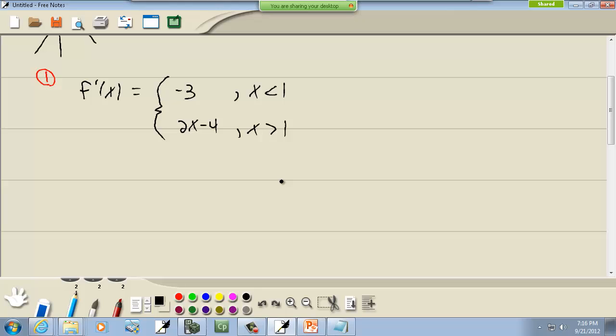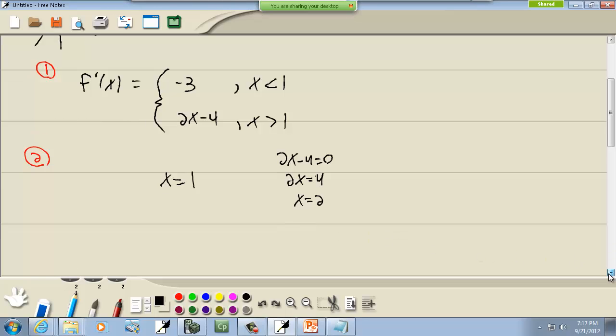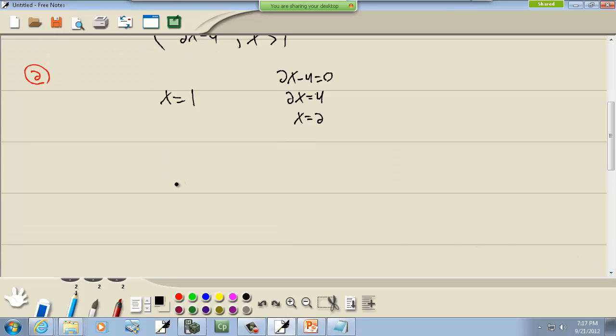Okay. Now there is no critical values on this one. The negative 3, there's no x to solve for. So we'll just set the 2x minus 4 equal to 0. And we get 2x equals 4, or x is equal to 2. This is our critical values. And we've already indicated that you should always check where it changes over, this condition here, this 1. So we've got 2 critical values. So we got x is equal to 1, and we got x is equal to 2.